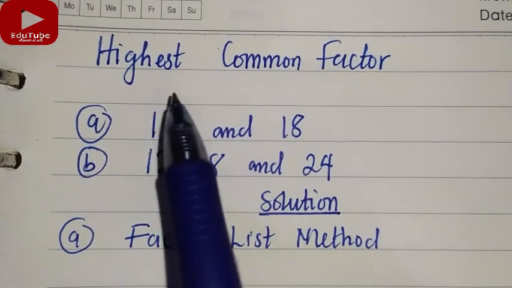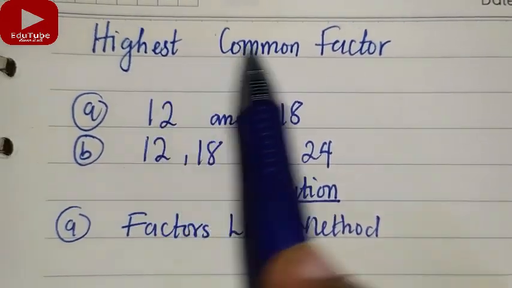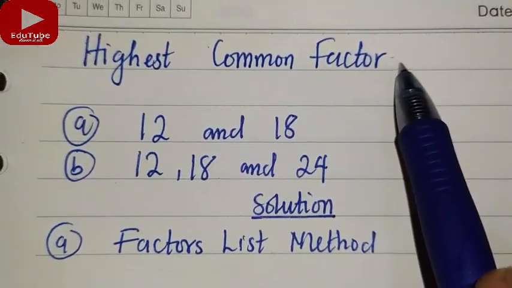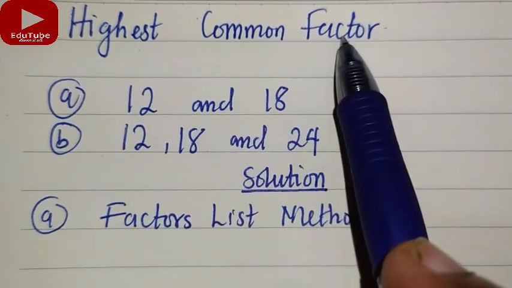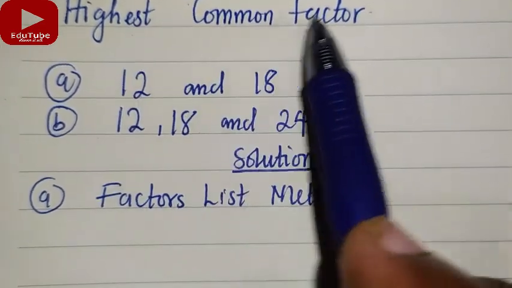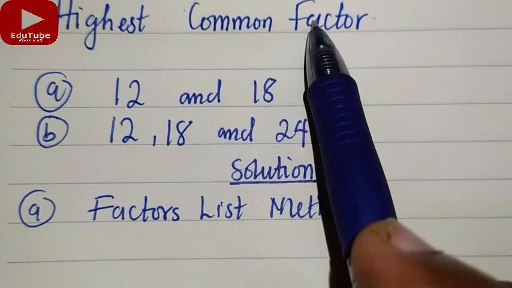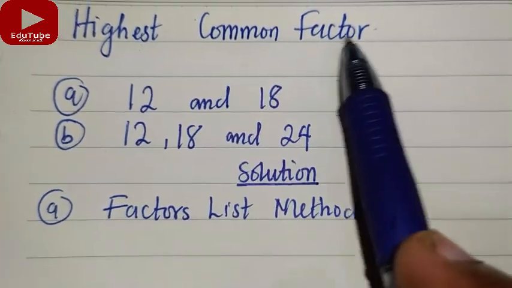In this lesson, we are going to learn how to find the highest common factor of a set of numbers. Highest common factor, which could also be called greatest common factor. So highest common factor could be shortened as HCF.